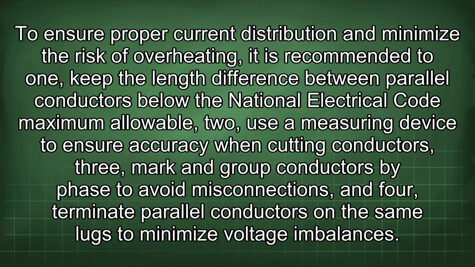To ensure proper current distribution and minimize the risk of overheating, it is recommended to: 1. Keep the length difference between parallel conductors below the National Electrical Code maximum allowable. 2. Use a measuring device to ensure accuracy when cutting conductors. 3. Mark and group conductors by phase to avoid misconnections. And 4. Terminate parallel conductors in the same lugs to minimize voltage imbalances.